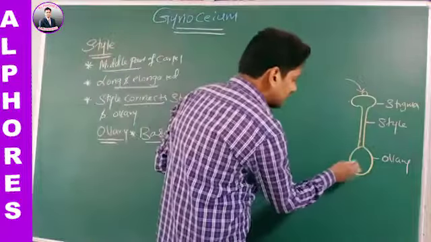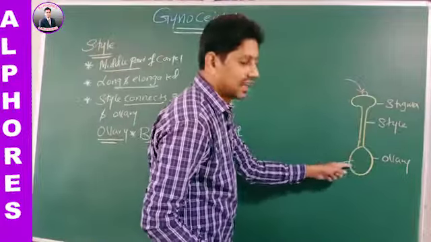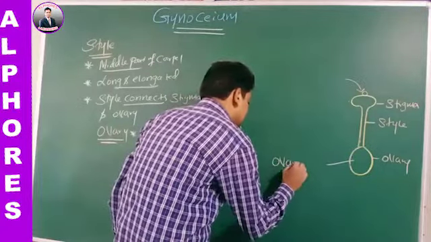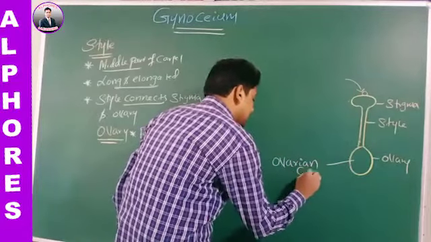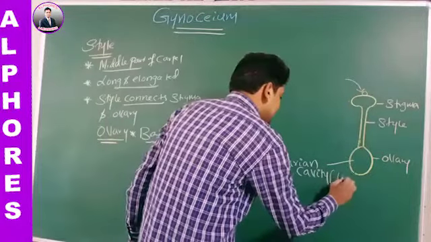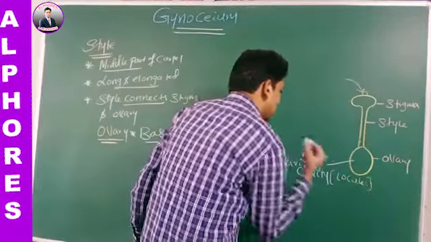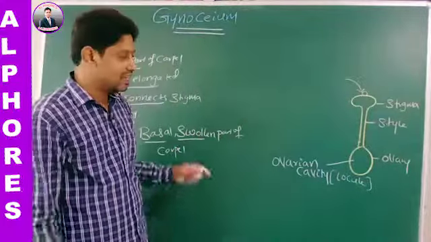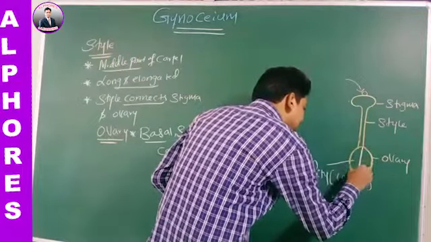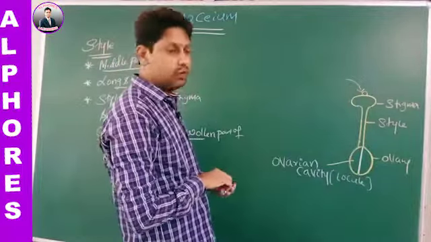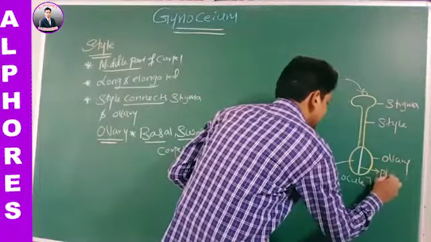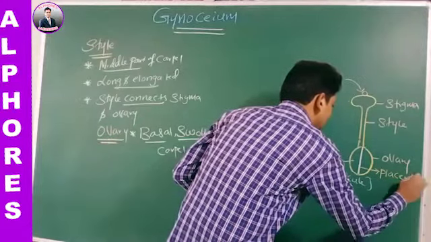Now listen here. This ovary has one cavity. In the diagram you can see the cavity. This cavity is called the ovarian cavity. The ovarian cavity is also called a locule. In this ovarian cavity, a tissue is present. This tissue is called placenta.